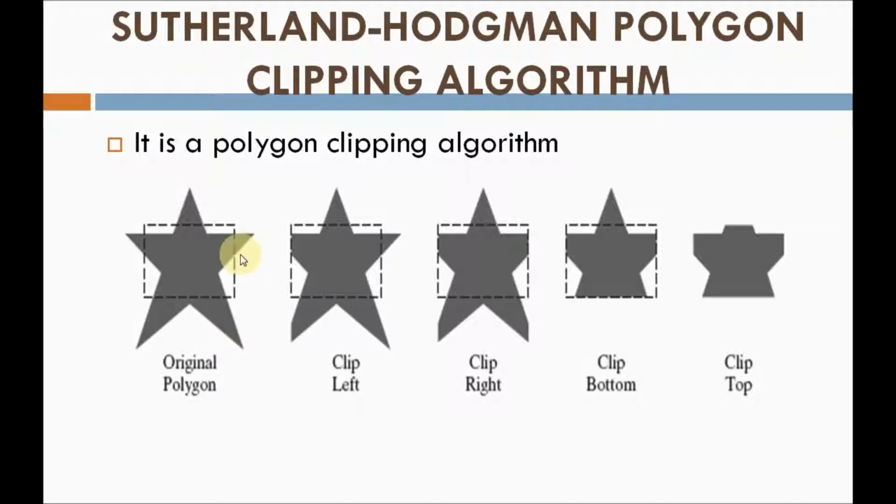To clip this polygon, I have to consider the four sides here: left side, right side, bottom and top. You can see here I clipped the polygon: the unwanted part on the left side is clipped here. Here the unwanted part outside the clipping window on the right side is clipped. Here the part outside the clipping window at the bottom is clipped. Here the part of the polygon outside the clipping window at the top is clipped.